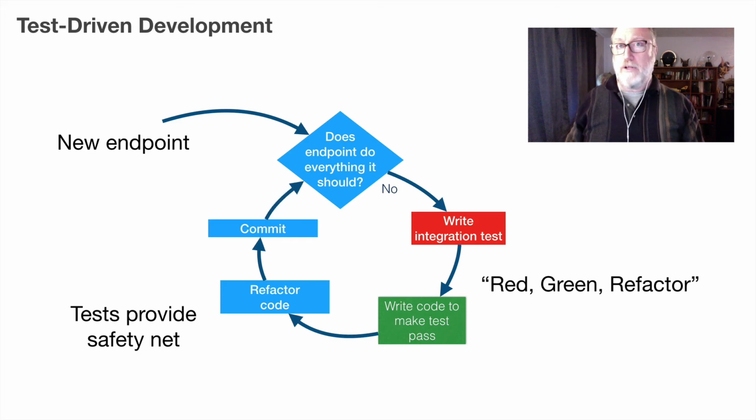Then you go back around and you ask that question again. Does the endpoint do everything that it's supposed to do? Does it validate all its parameters? Does it process errors, all that sort of thing? Probably not. You've only written one test. You've only focused on one thing. So you go around this cycle a couple of times, not too many times. We're working with pretty simple endpoints, maybe 3, 4, 5 tests, and you'll have a pretty good idea that you have covered all of the functionality of this particular endpoint.